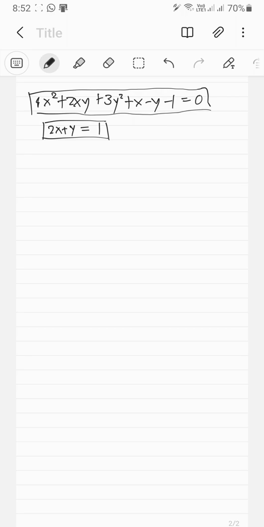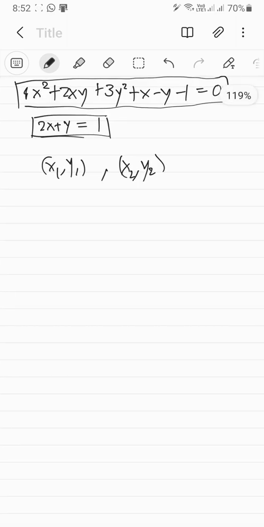Okay, now what we do is we consider say x1 y1 and x2 y2 to be the points of intersection of this line with this curve. Then of course it satisfies both of these equations, which means it will also satisfy any result of both of these equations applied together. So from that we can try to make these linear terms or this constant term into quadratic terms. So let's try to do that.